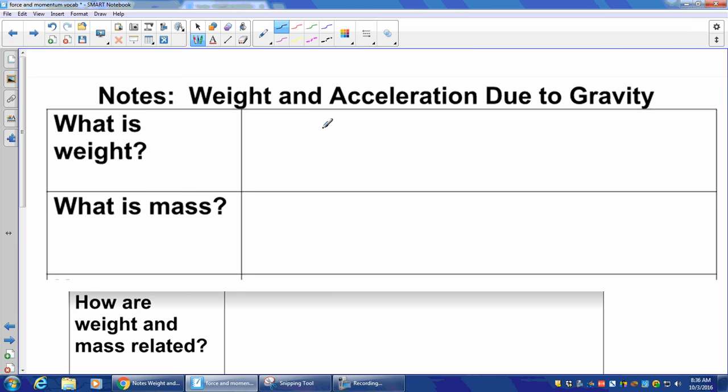Weight, another word for it, is force gravitational. So make sure you know that. Weight is force gravitational, and this is the force of gravity that is exerted on mass. Force of gravity.